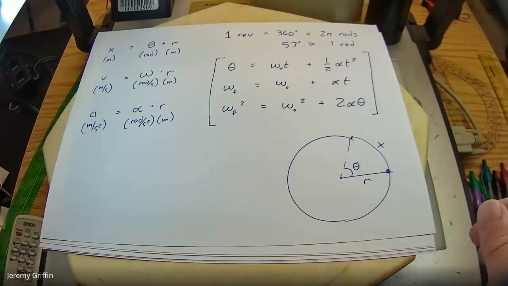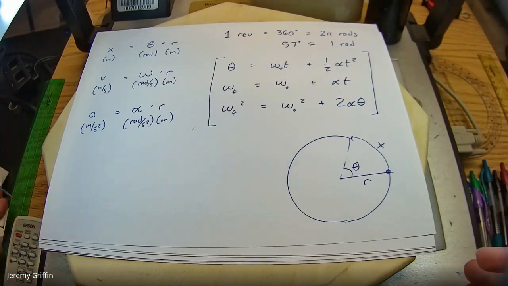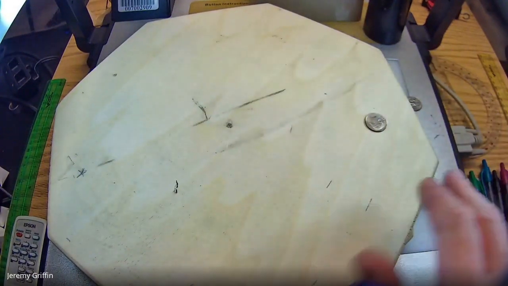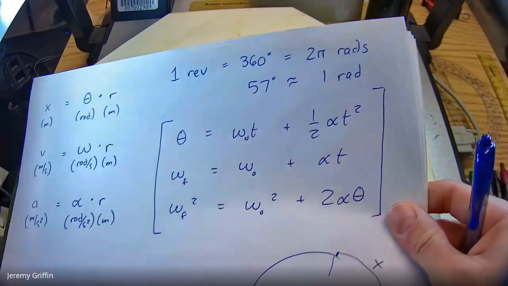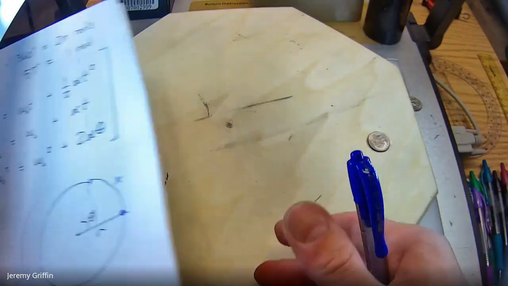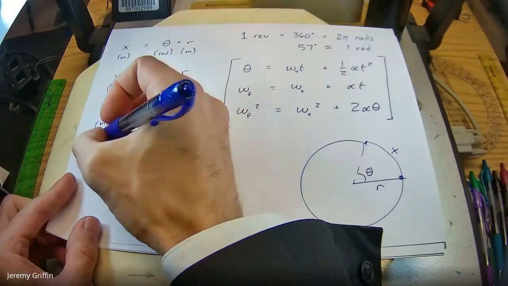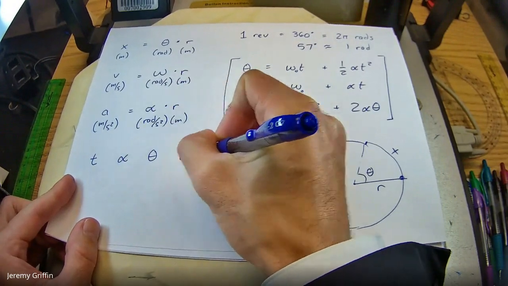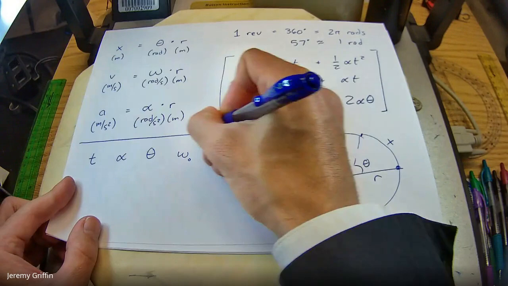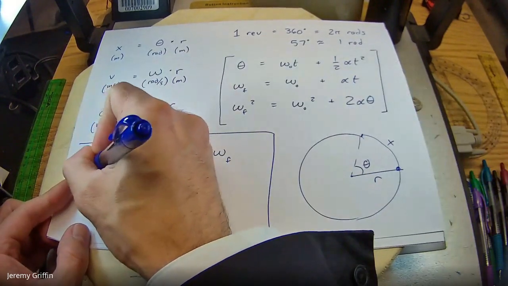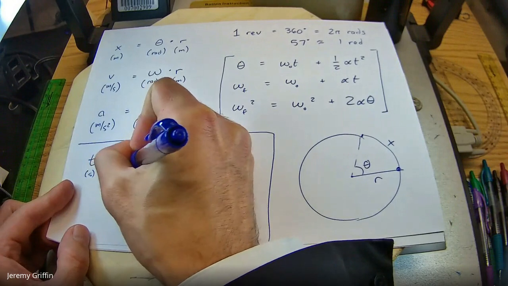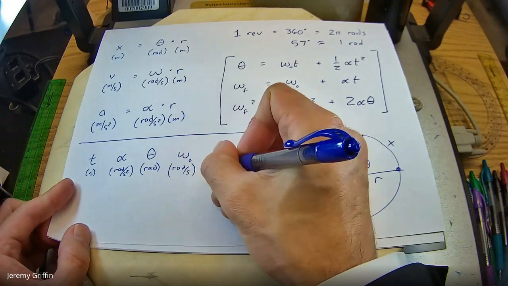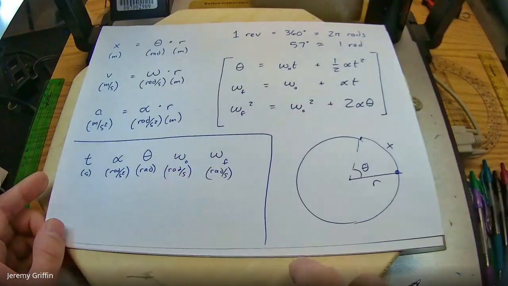So let's solve a problem with this. This is review. You guys have sort of seen this before. Let's do an example. Say I've got this coin, and I'm going to give it a spin, and we're going to make some ballpark measurements. We make a TAX VV checklist, except it's going to go t, alpha, theta, omega naught, omega final. That's the rotational equivalent of TAX VV. So you've got seconds, radians per second squared, radians, then radians per second on each of these.